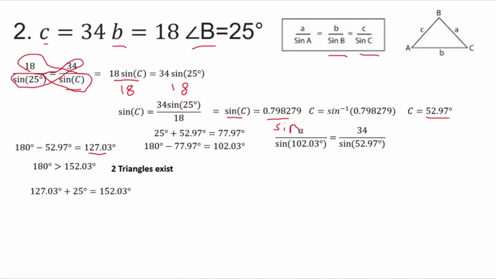Looking for A now. So we can be using A, and we're going to be using the sine of C this time. Let's put it this way, so much easier to recognize. So A over sine of 102.03 degrees will equal 34 over sine of 52.97. And you will cross multiply here again like we were doing in the previous problems.